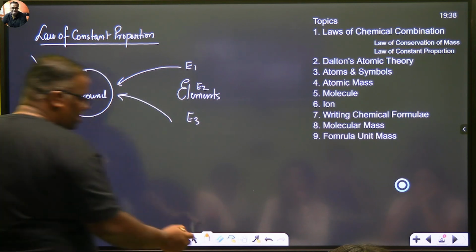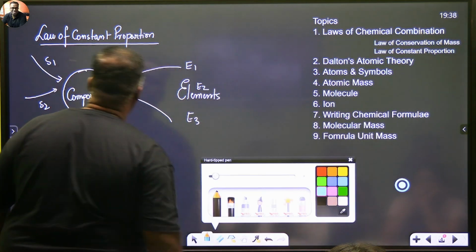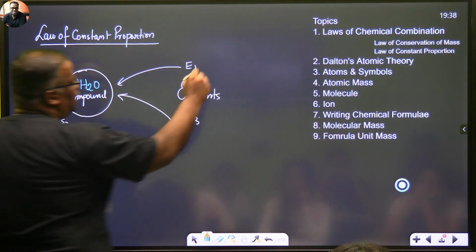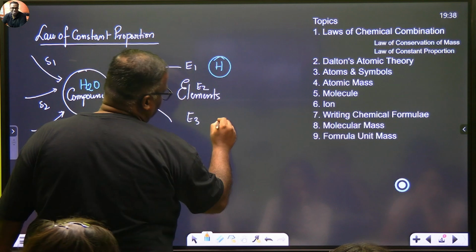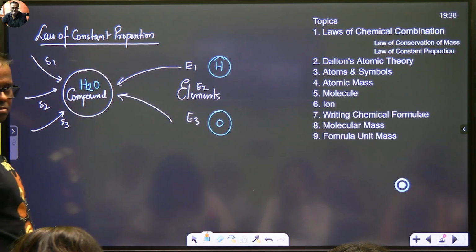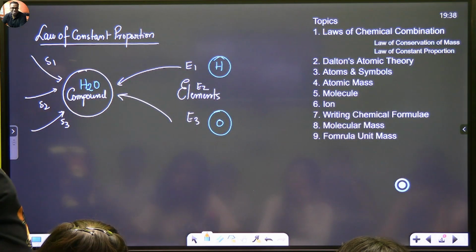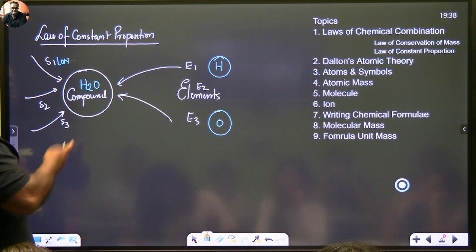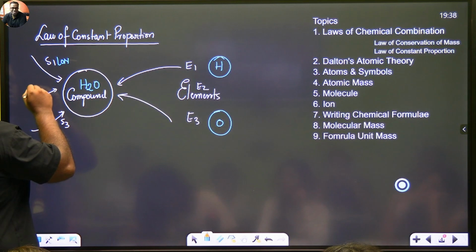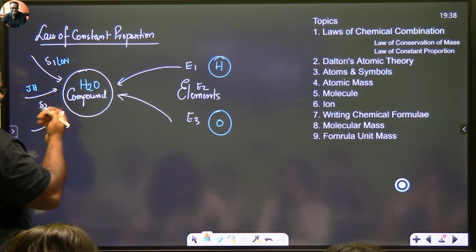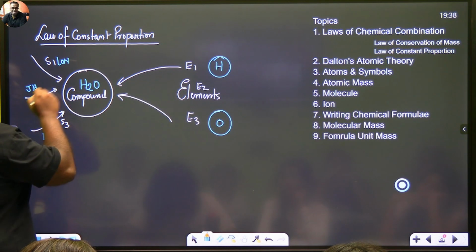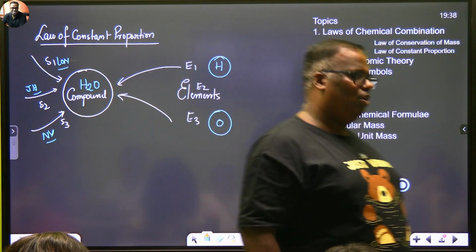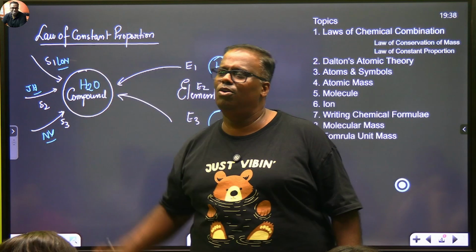To make your life very simple, let us take a pure sample of water. Water is made up of the element hydrogen and the element oxygen. This is pure water. We're sourcing one from London, one from Jubilee Hills, and one from New York. Should you find a difference in taste? No. So now you should be able to define the law of constant proportion yourself.